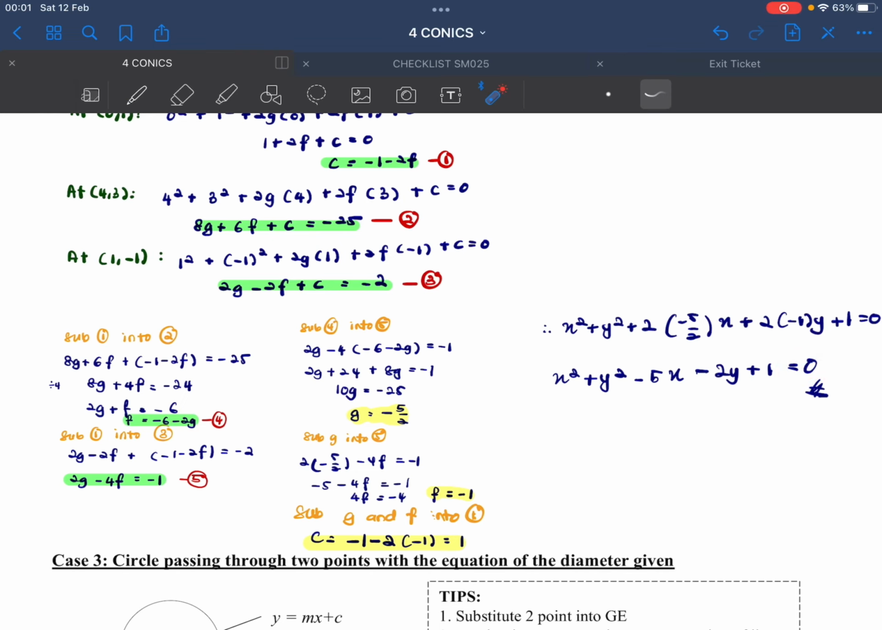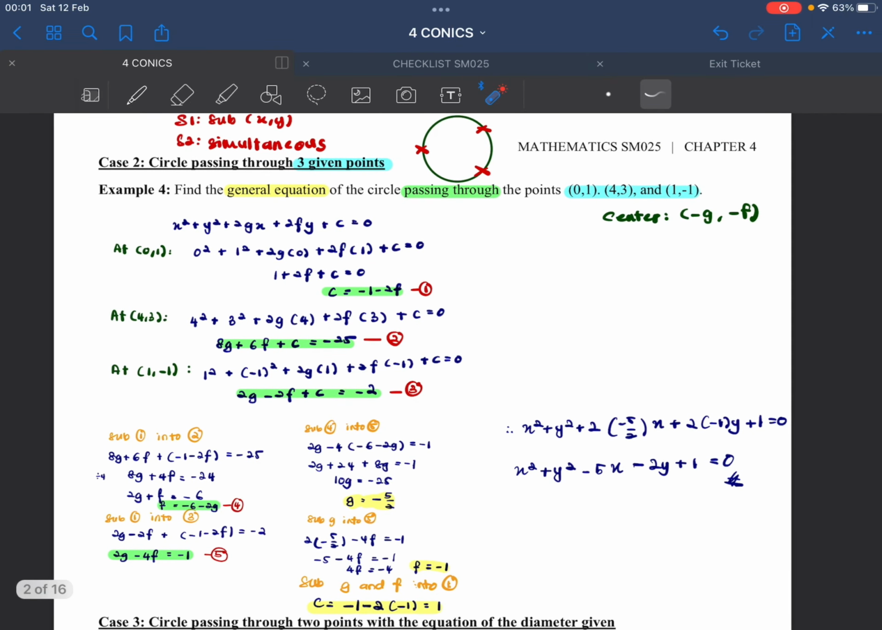Okay, so that's it. If the question gives us 3 points that pass through the circle and asks for the general equation, what you are going to do is simply use simultaneous equations.